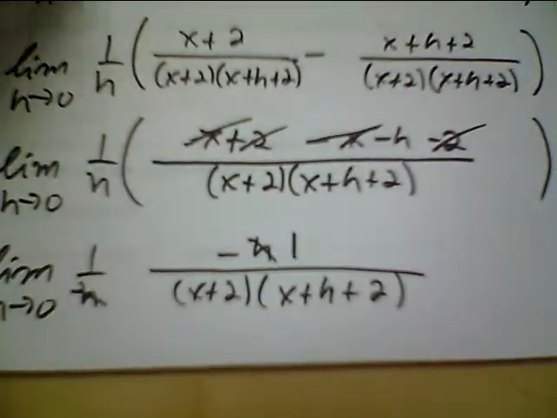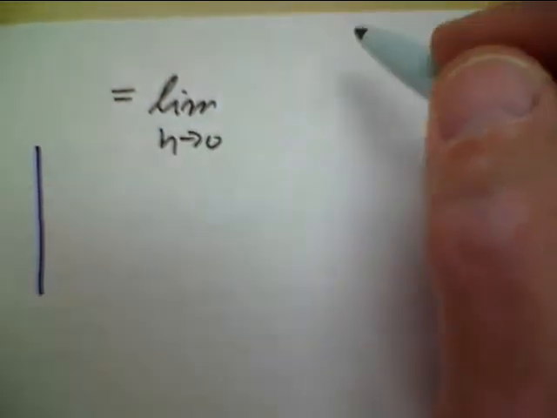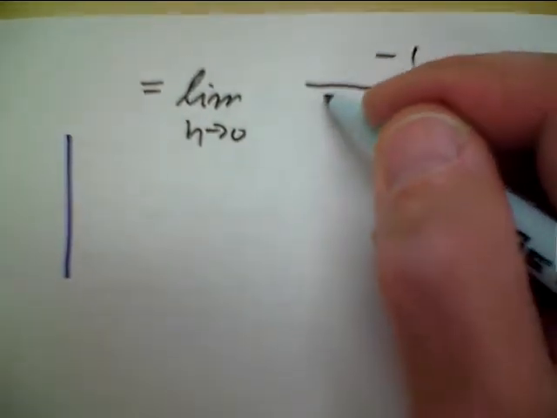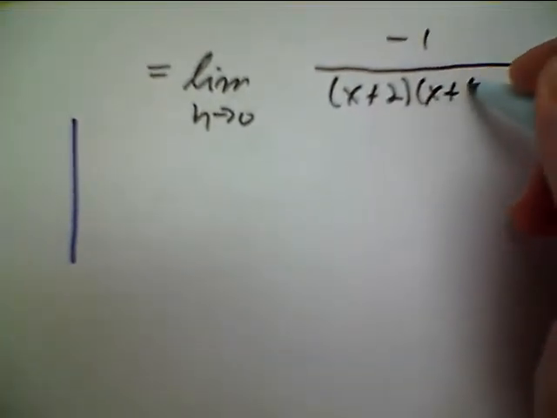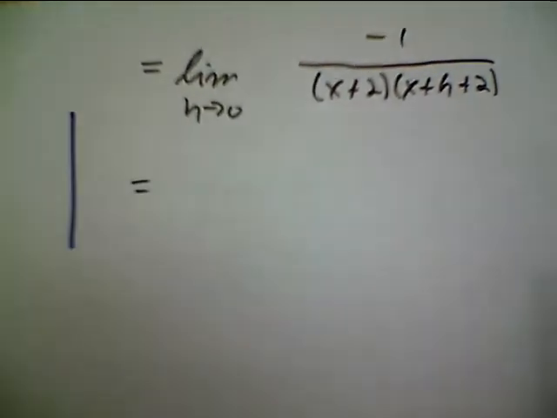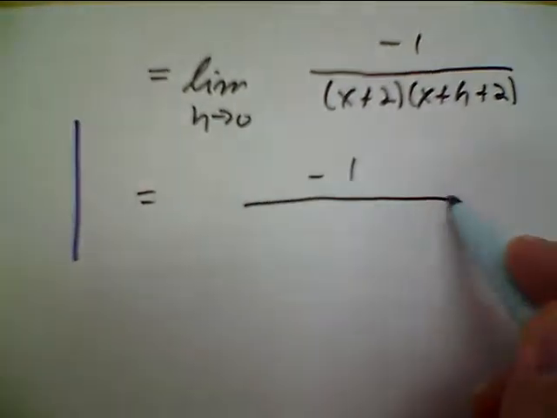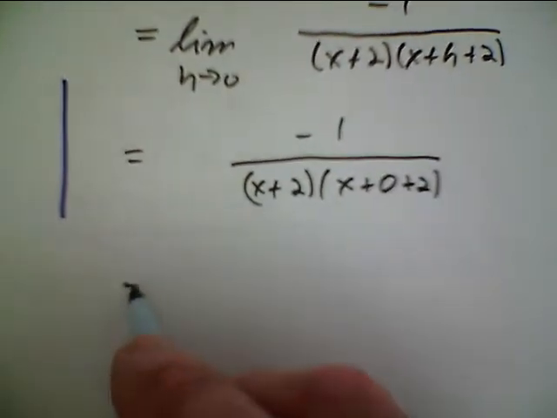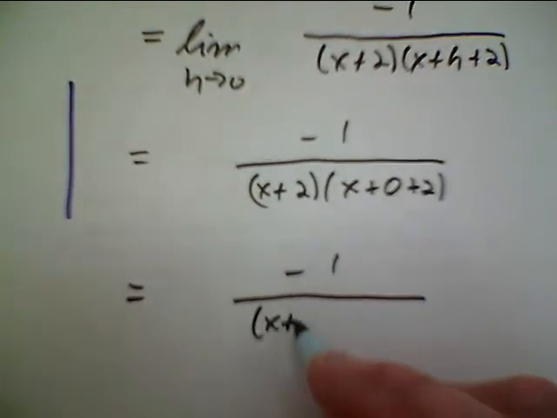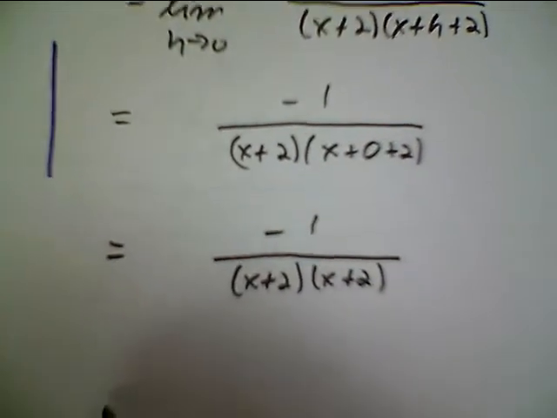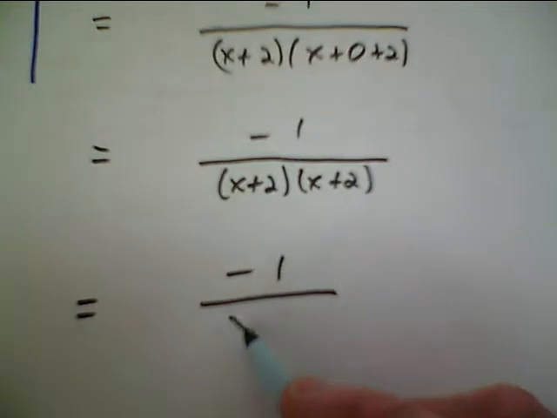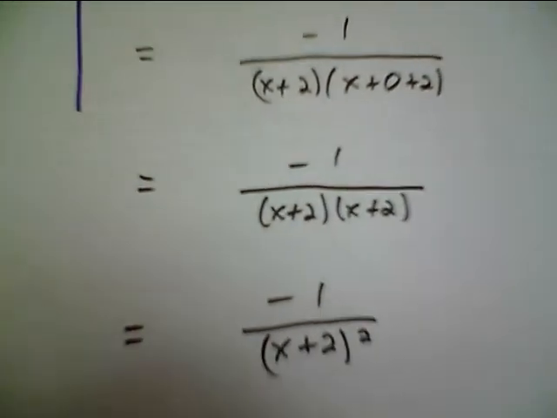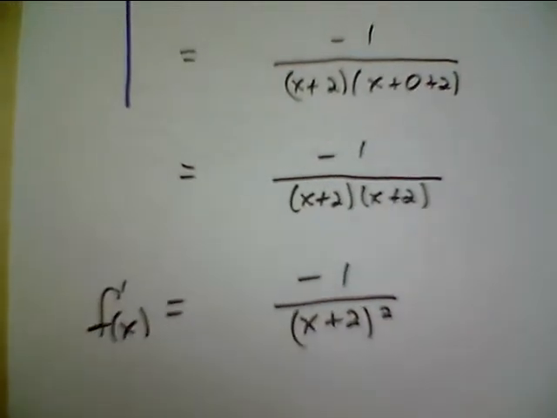So now I will just simply rewrite what I had. I have a minus 1 on the top now, an x plus 2, an x plus h plus 2, and I just evaluate this limit now. I let h go to 0. So I have x plus 2, x plus 0 plus 2. Now I simplify. Minus 1 over x plus 2 times x plus 2. And so that is minus 1 over x plus 2 quantity squared. And that's what f prime of x is.